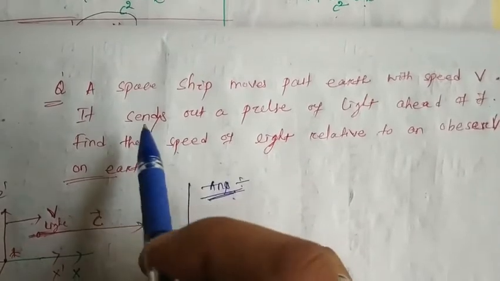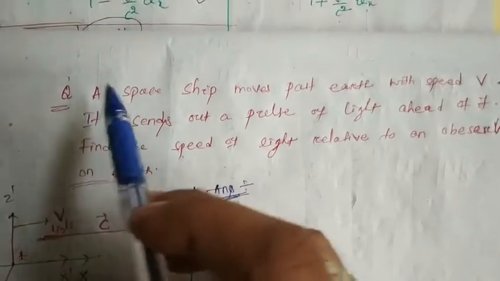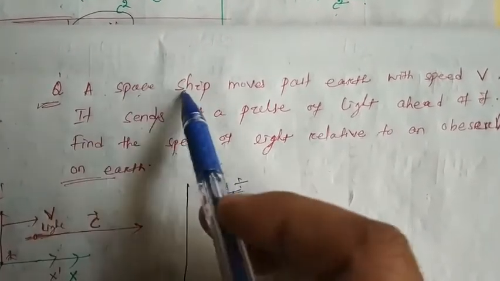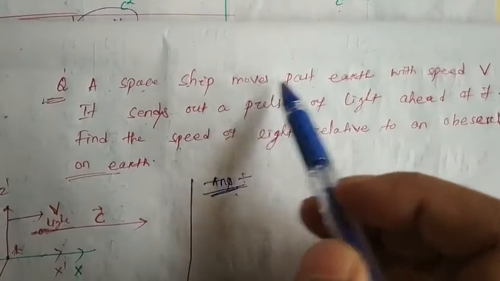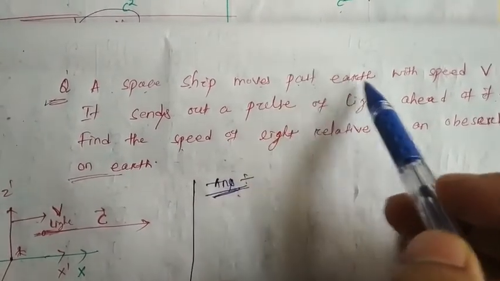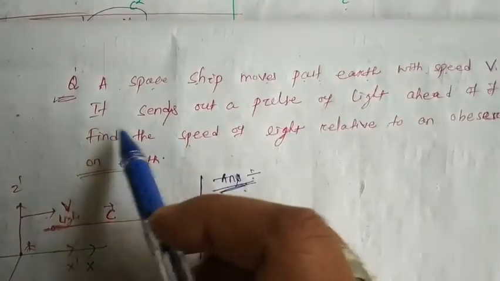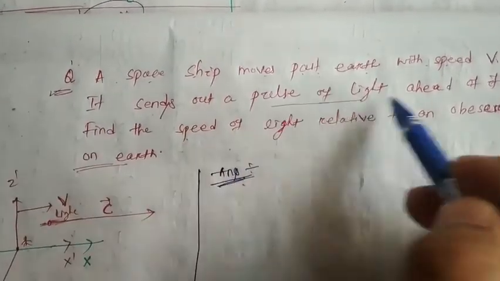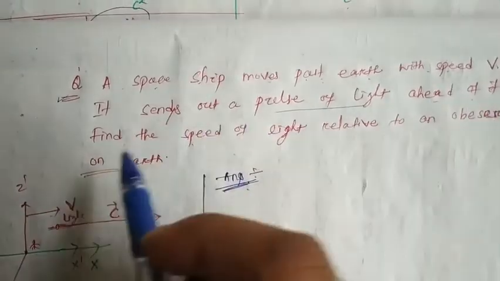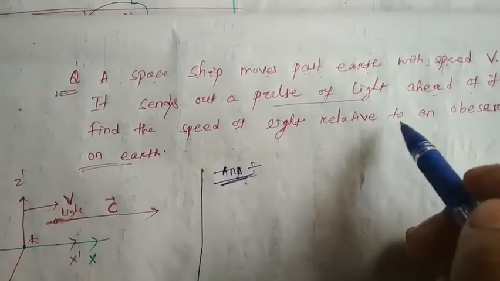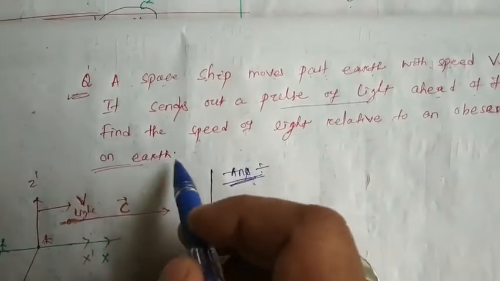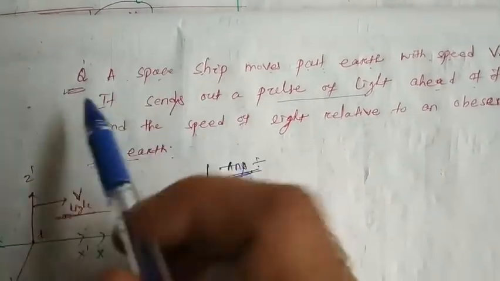Now come to the next question. First you write the question. A spaceship moves past Earth with velocity v. It sends out a pulse of light ahead of it. Find the speed of the light relative to an observer on the Earth. So what is the question?